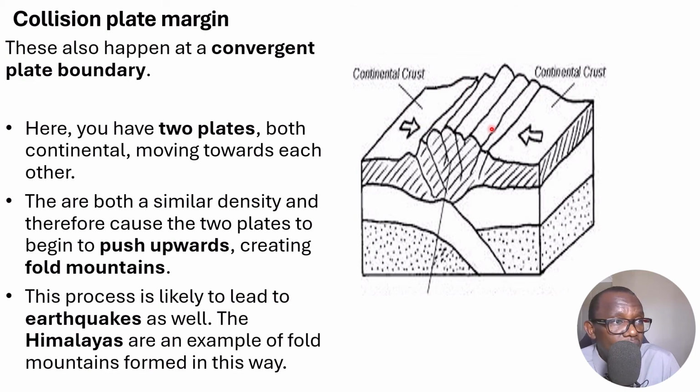Now, because they are both the same density or a similar density and weight, they are going to push towards each other, and the land in between them is going to push upwards. So that buckling upwards and pushing up is going to form fold mountains. An example of fold mountains that have been formed in this way are the Himalayas. And at these plate boundaries, we get earthquakes, and then obviously fold mountains as well.